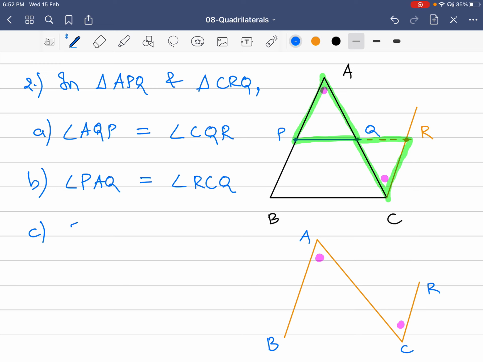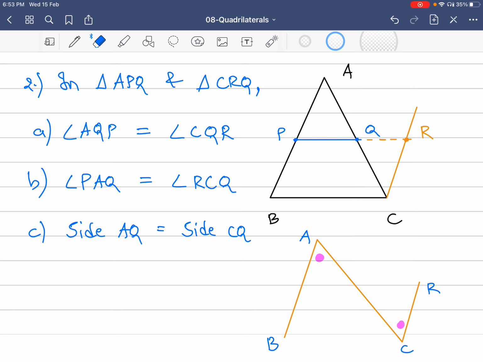And the third point is the side. Now side AQ is equal to side CQ. Why so? Very obvious, because Q is the midpoint of the segment AC. Let's erase this so that the confusion is reduced. So AQ will be equal to CQ, because Q is the midpoint of side AC. So side AQ is equal to side CQ.